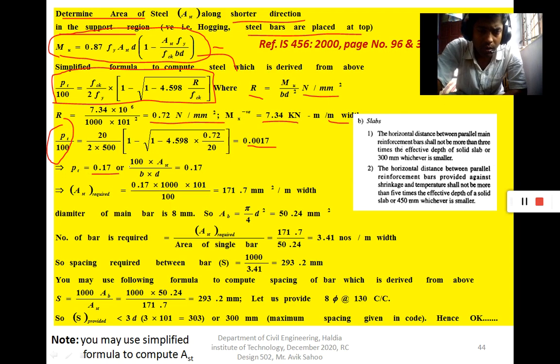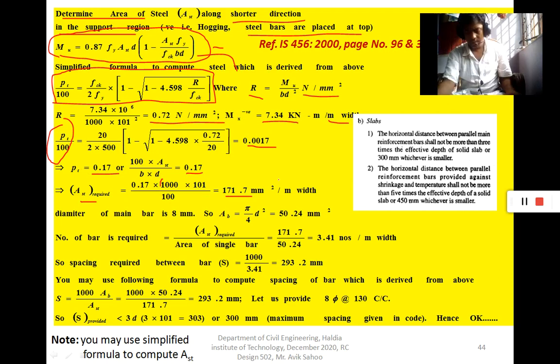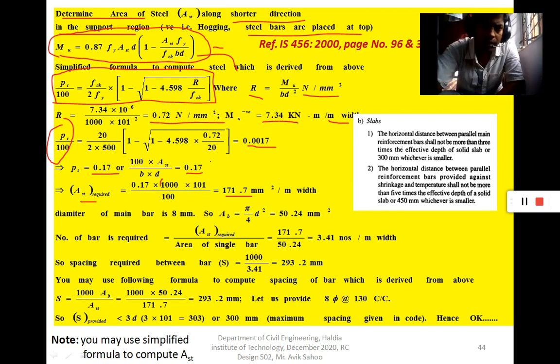So the Pt expression is 100 into Ast by bd. So this is 0.17. So Ast required, with b as 1 meter, 1000, is 171.7 millimeter square per meter width. So for the diameter of the main bar, we consider 8 mm.